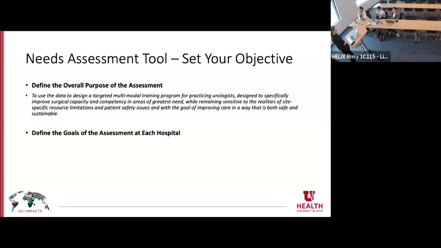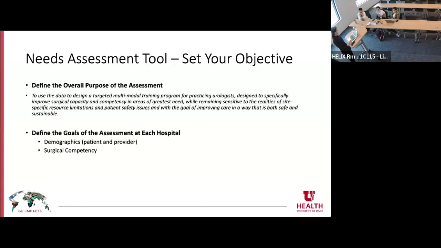So then the next step, of course, is to define the actual goals of the assessment at each hospital or each location that you might visit, which I think can be categorized into a couple of different categories. The first being demographics. Who are the patients? Who are the providers? How do patients access care? What are some barriers that patients might have to accessing care? And what type of training do the providers get? Which gets into surgical competency.